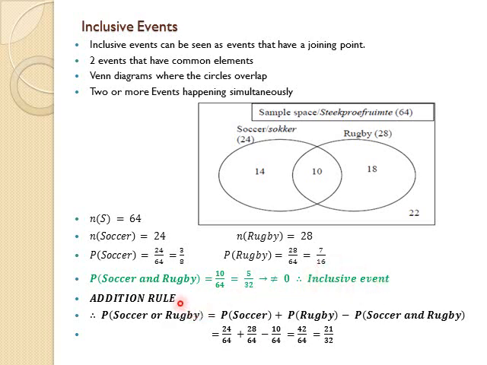We do it via the addition rule: probability of soccer or rugby equals probability of soccer plus probability of rugby minus probability of soccer and rugby. So soccer 24 over 64, rugby 28 over 64, minus 10 over 64. 24 plus 28 is 52, minus 10 gives me 42 over 64, and that becomes 21 over 32. So if the probability of soccer and rugby was equal to 0, mutually exclusive. Not equal to 0, inclusive event. I hope you understand the difference.